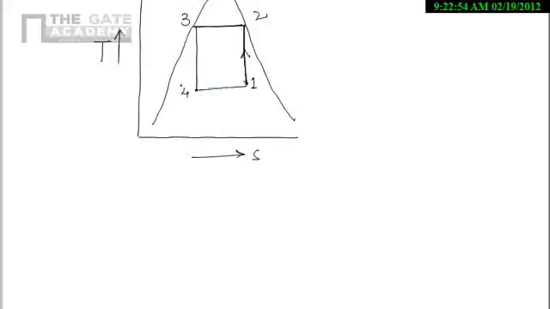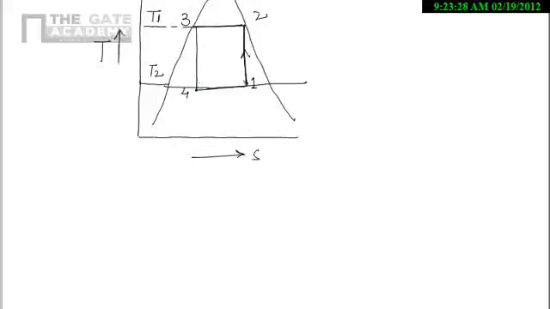So this one is a typical process on the TS diagram, and here the temperature is T1 and here the temperature is T2. So this one is a typical representation of a Carnot cycle on the TS diagram, and we know this thing. The Carnot cycle is a reversible cycle. So instead of heat, we can also use the temperature.